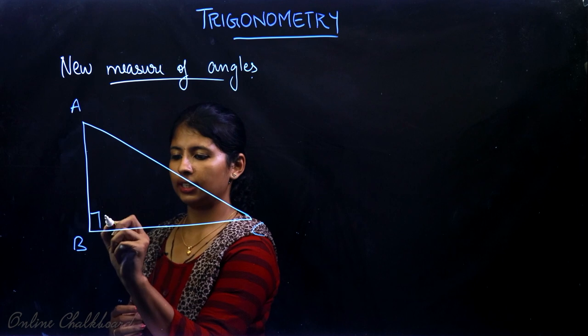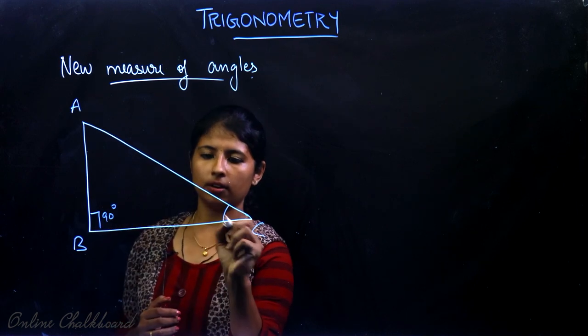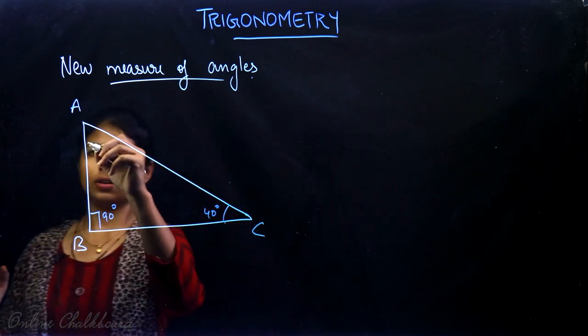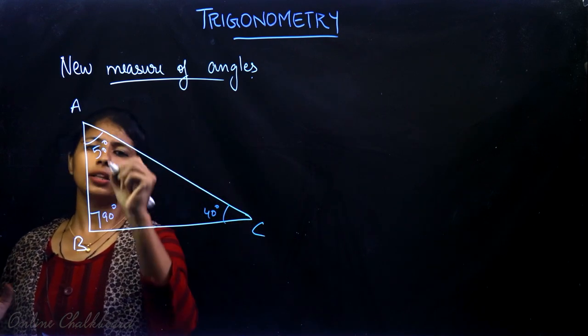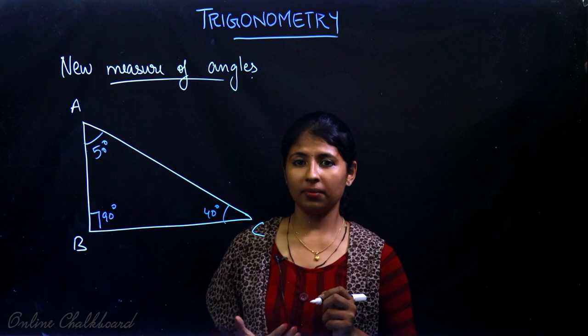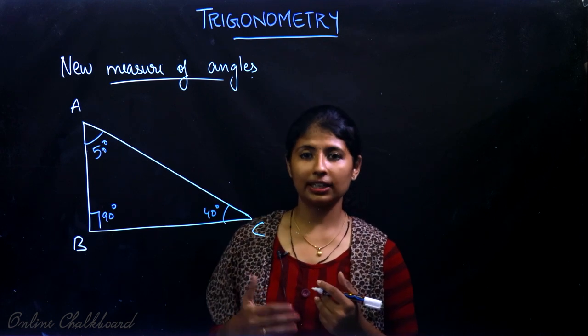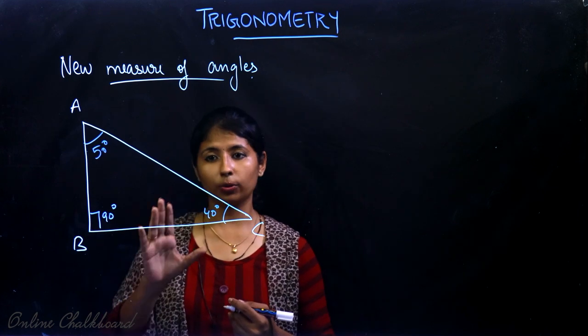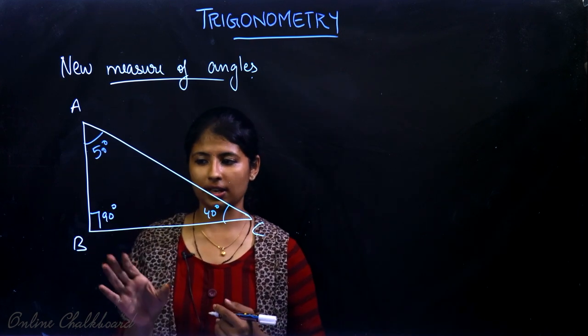Now, suppose this is 90 degree, this is 40 degree, and this is 50 degree. We have to find the ratio of the sides of any triangle, but we can't do it directly. That's why we have to use a trigonometric function.